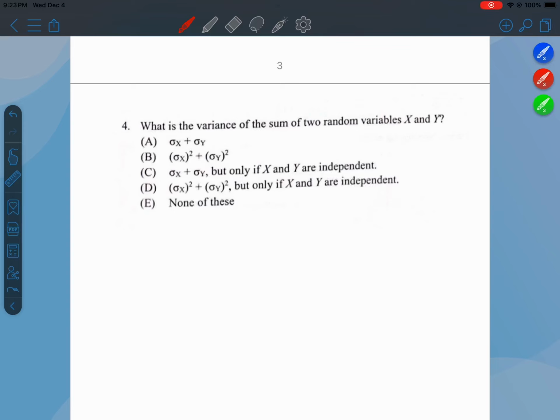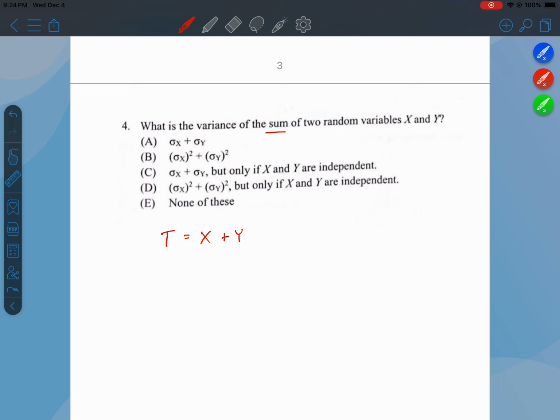Question 4. What is the variance of the sum of two random variables x and y? Okay, so sum of x and y. Let's write it as s equals x plus y. So s stands for the sum. Maybe t would be better, right? T for total. So the total of the two variables is just x plus y, their sum.